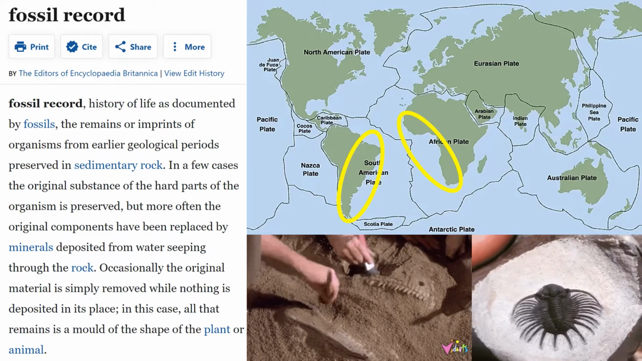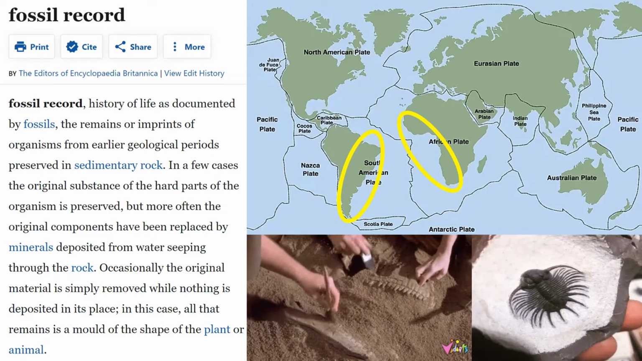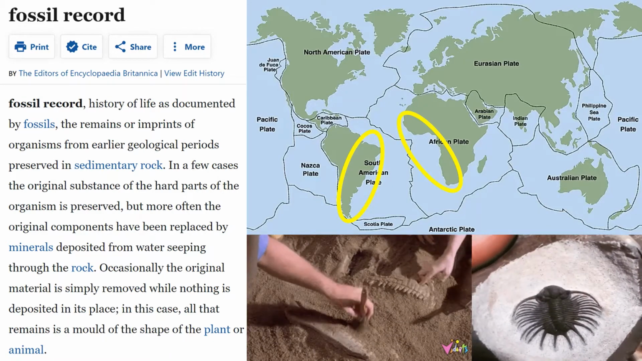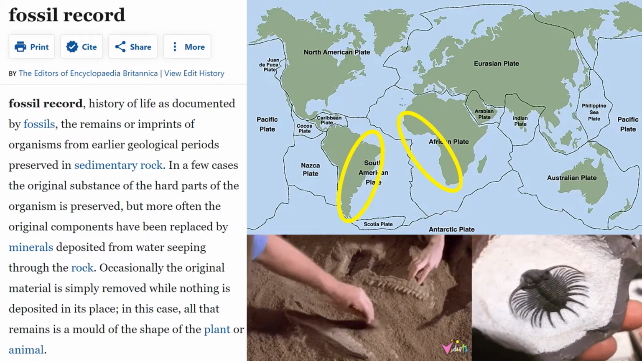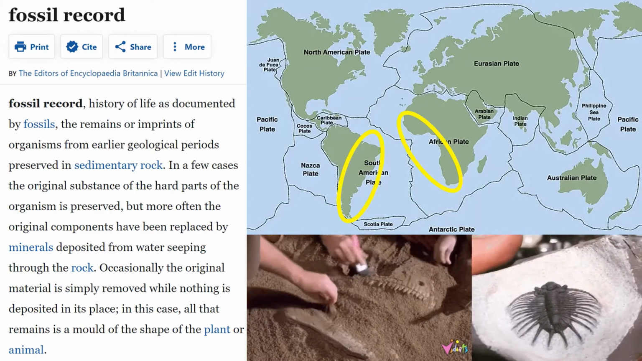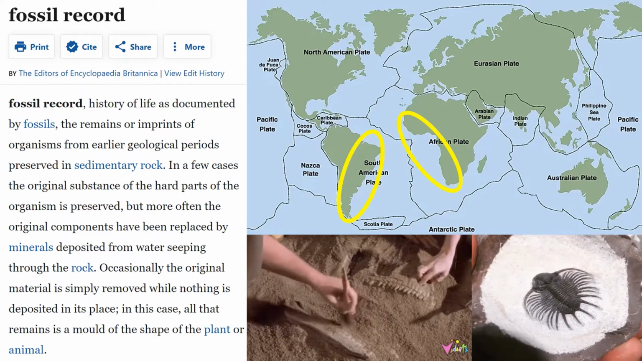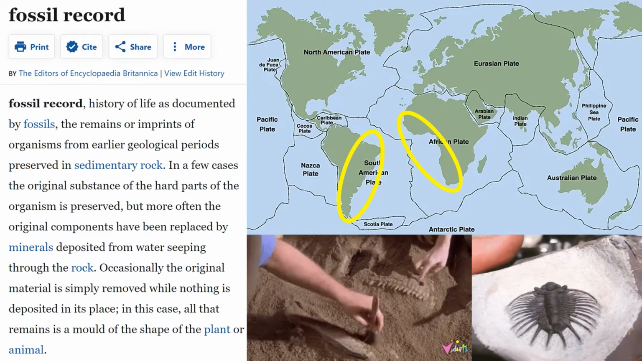In a few cases, the original substance of the hard parts of the organism is preserved, but more often the original components have been replaced by minerals deposited from water seeping through the rock. Occasionally, the original material is simply removed while nothing is deposited in its place. In this case, all that remains is a mold of the shape of the plant or the animal. So that's what constitutes a fossil.